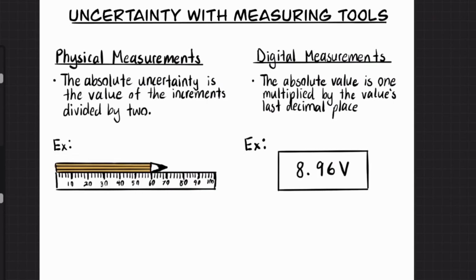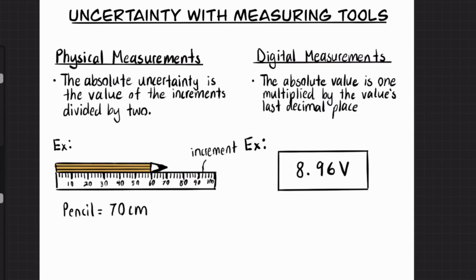If you have a physical measurement, the absolute uncertainty is the value of the increments divided by 2. Now, what the heck does that mean? So let's take this example. So right here, I have a pencil that's being measured on a ruler. So let's just say that the pencil is around, it seems like 70 centimeters, right? But now we need the uncertainties. But what is the increment in this case? The increment in this case is these tiny tick marks here. You see that? That's the increment.